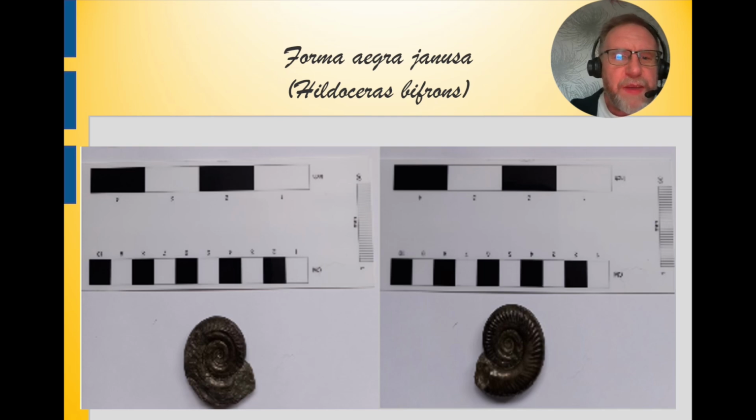And I think these are fantastic specimens for showing how plastic ammonite biology was, in that this same animal is displaying two different ribbon patterns on opposite sides, and this gives us an insight into how easily ammonites could have evolved and changed their ribbon patterns.